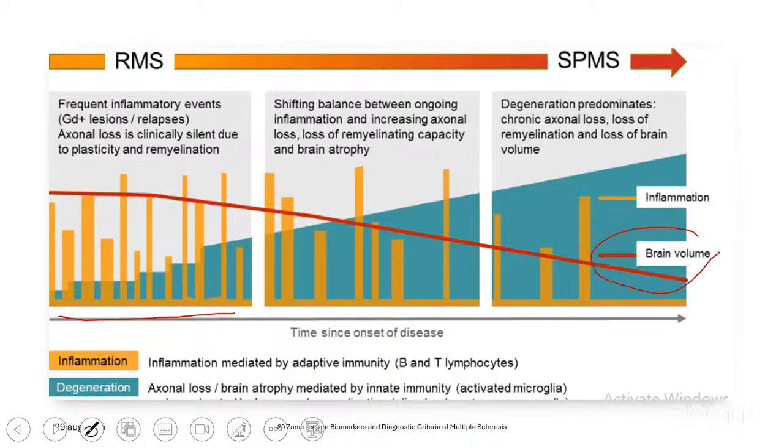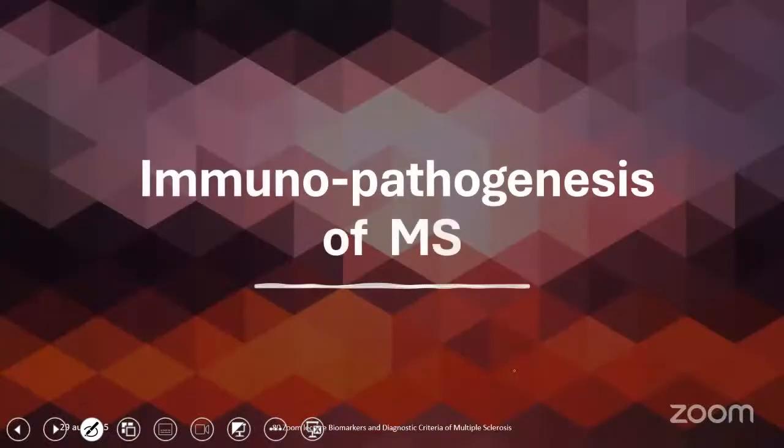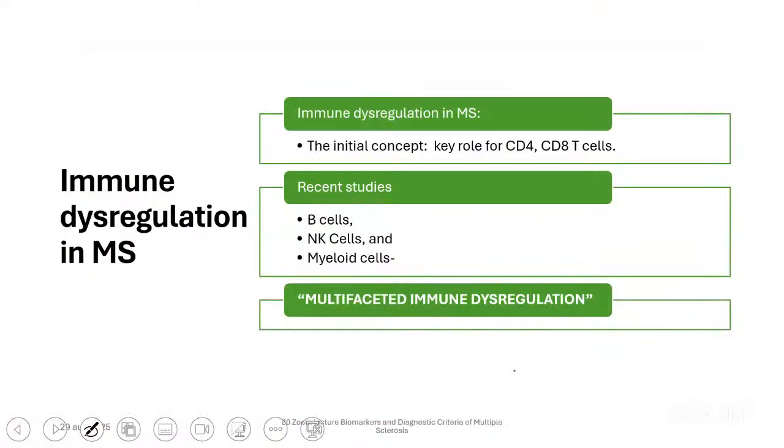So inflammation is mediated by adaptive immunity, which I'm going to show in the next slide. Axonal loss and brain atrophy are mediated by innate immunity, that is activated microglia. So, immunopathogenesis of MS. The immune dysregulation in MS is characterized by the old concepts, and now the recent studies, and they've got some meaning. The initial concept was the key role for CD4 and CD8 T cells. And recent studies have brought in B cells, natural killer cells, and myeloid cells. So now it is a multifaceted immune dysregulation.